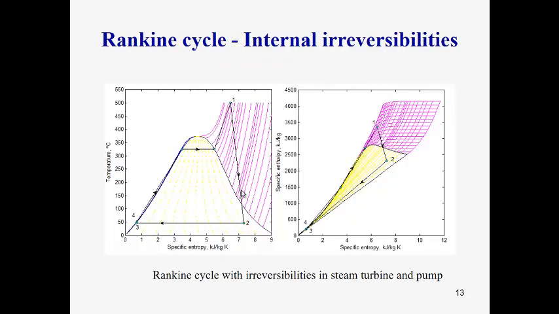These diagrams, that is a TS diagram and an HS diagram, show the complete vapor power cycle, that is the Rankine cycle. It's a basic Rankine cycle having four simple components, but irreversibility is also considered here. Internal irreversibilities are expressed for the turbine as well as the pump. But since the energy handled by the pump is very small compared to other components, state 3 and state 4 are very close. But we can see S4 is slightly greater than S3 because of the irreversibility effects.